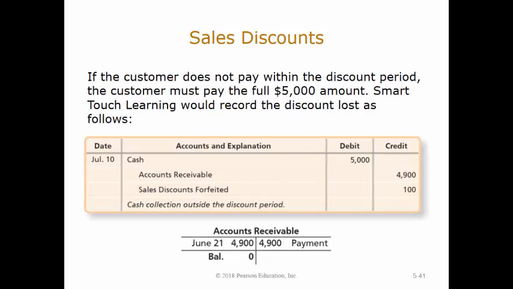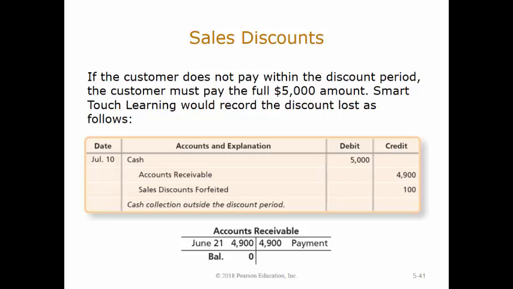If for some reason the customer does not pay within the discount period, the customer will no longer receive the $100 discount and the customer must pay the full $5,000 amount. Smart Touch Learning would record the discount lost using the account sales discounts forfeited. The account sales discount forfeited increases other income and expenses on the income statement.